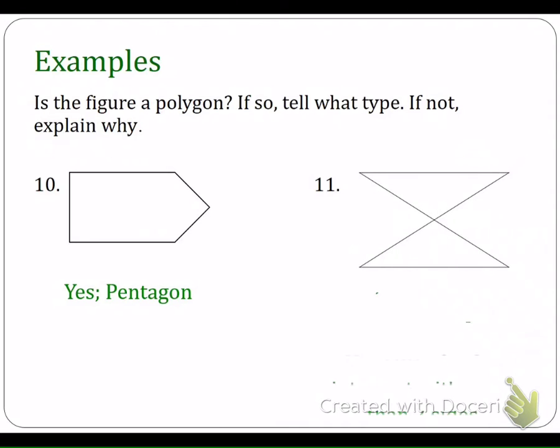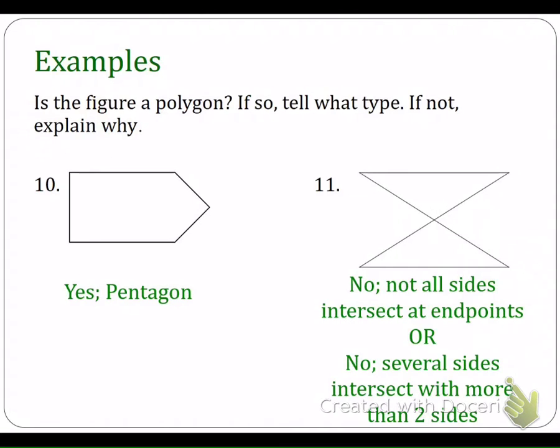The answer is no. Because remember, they have to intersect at their end points. Okay? Triangle. This is not an end. It's not like here's a segment, here's a segment. This is one long segment. Like an X. So all of you could say no, not all sides intersect at the end points, or no, several sides intersect with more than 2 other sides.